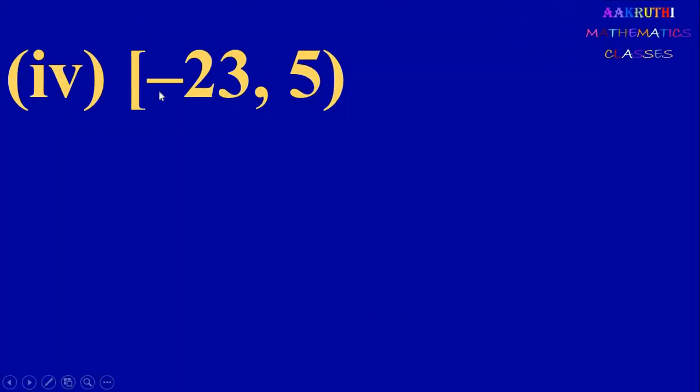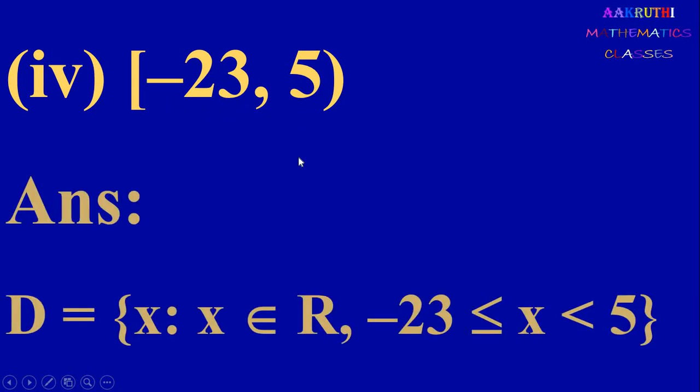Next one, it is close bracket -23, but here it is open bracket 5. -23 is included, 5 is not included. That is all the numbers from -23 up to less than 5. You write the set of all x such that x belongs to R and x is greater than or equal to -23 but less than 5. So here -23 is included, 5 is not included.